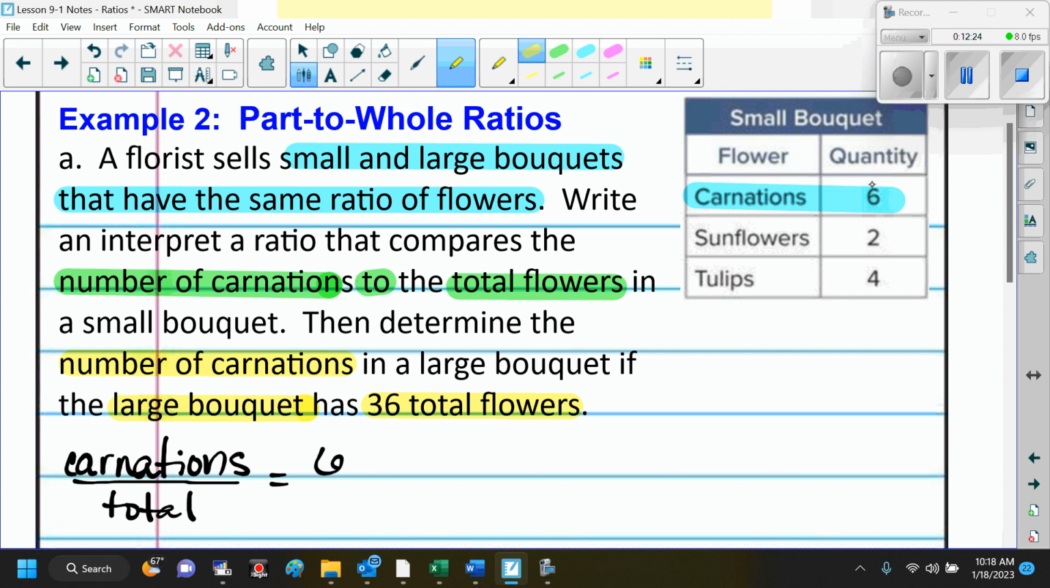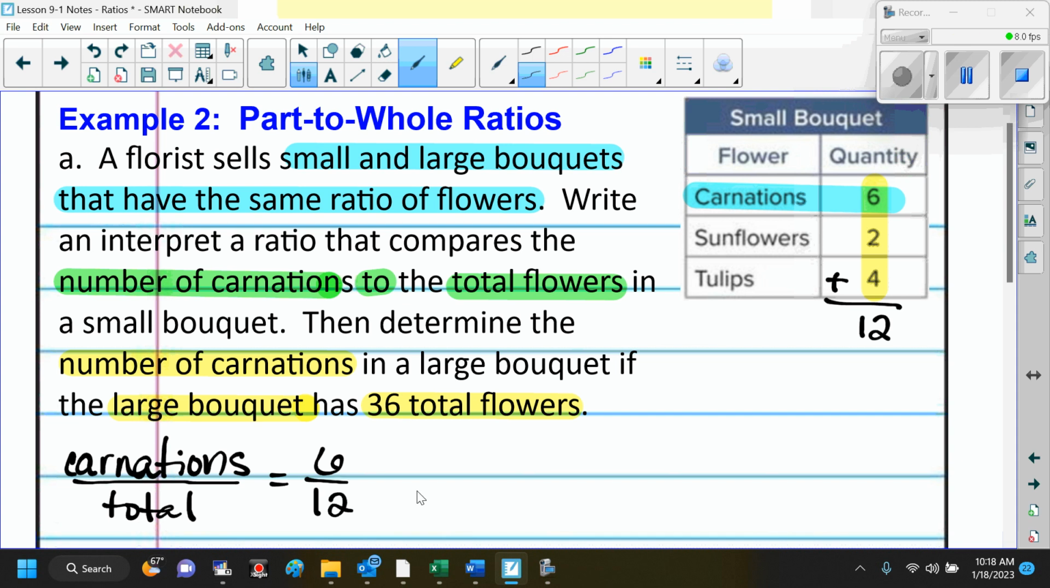In the original ratio, you just add up the total here. 6 carnations, sunflowers, and tulips, you see? So we're going to add for the total. So a small bouquet contains all of these flowers. That's going to be 6 plus 4, that's 10, plus 2, that's 12. So this is 6 to 12. Is everybody with me?